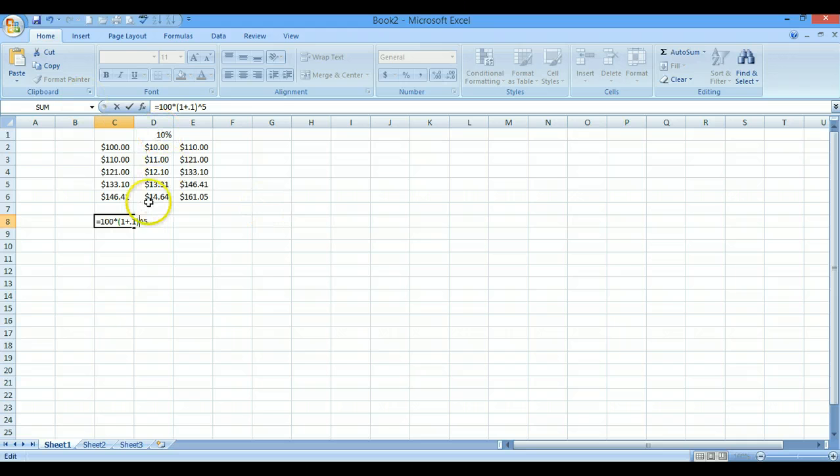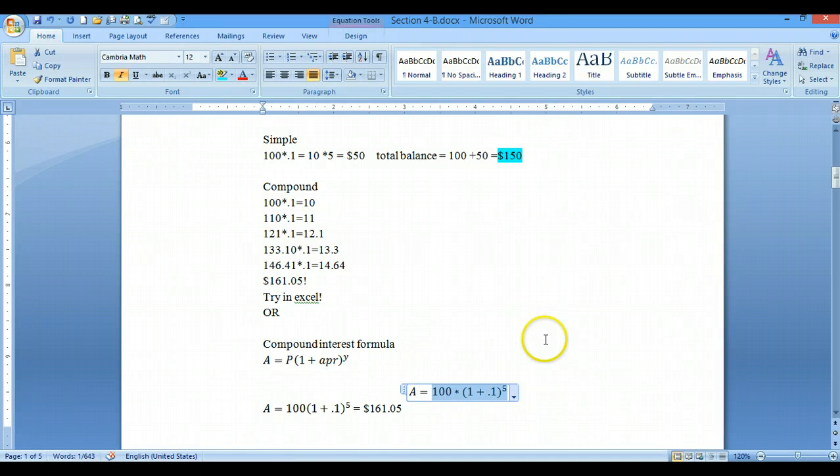Now, I'm going to double check because Microsoft Excel is kind of finicky. So I have 100, I have a time sign. If I don't, it won't calculate it. Parenthesis, for my order of operations, 1 plus 0.1, good. All of that being raised to the 5, there we go. And it matches 161.05. So we have lots of different ways to figure out the answer.